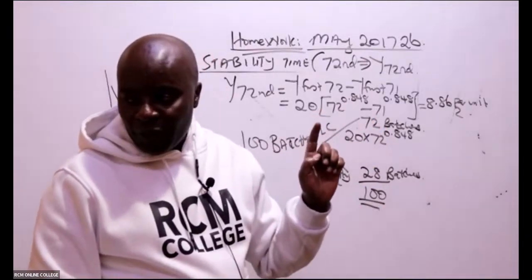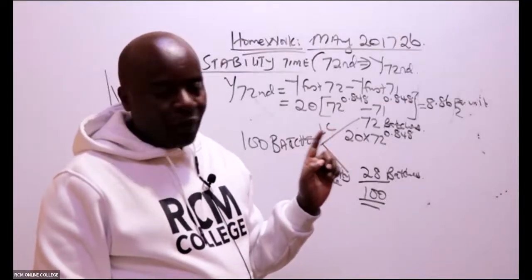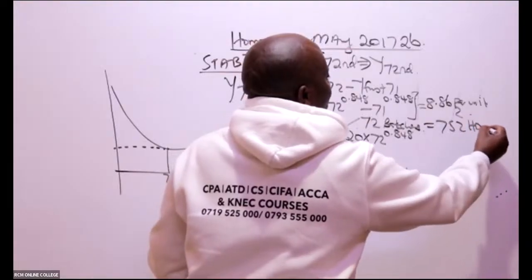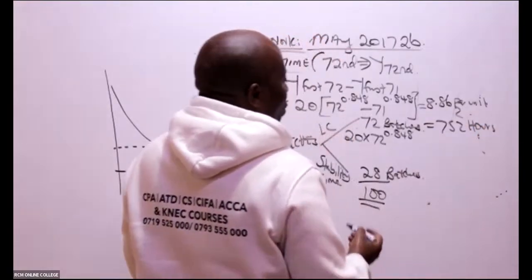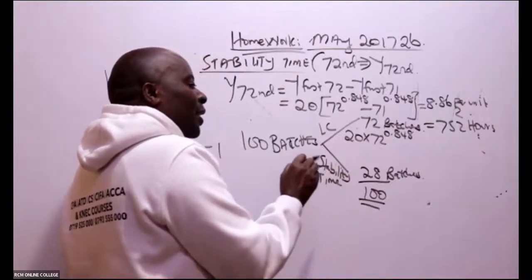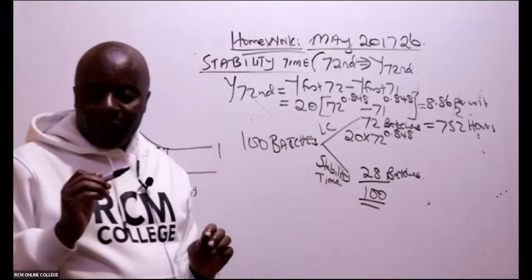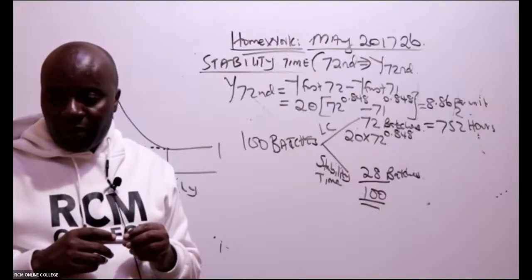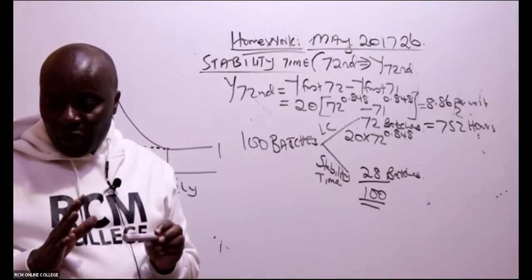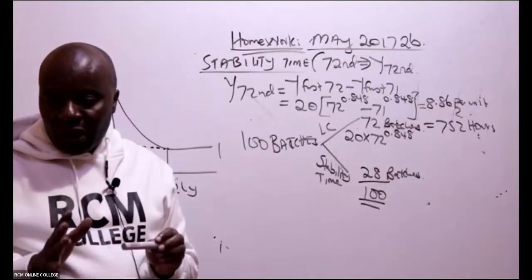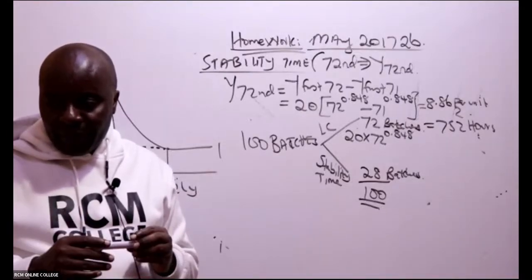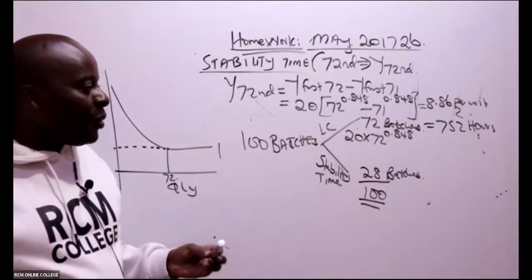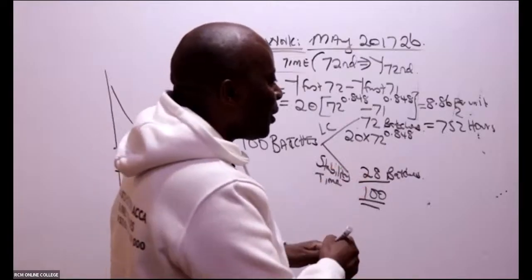Is there somebody who can give me this? 752. Gladys is giving me 752 hours. Now, can I kindly ask you a question? What do you think I should do to get the time for the 28 batches? What do you think I should do to get the total time? Multiply by the time of the 72nd, because now each one of them will be using constant time.